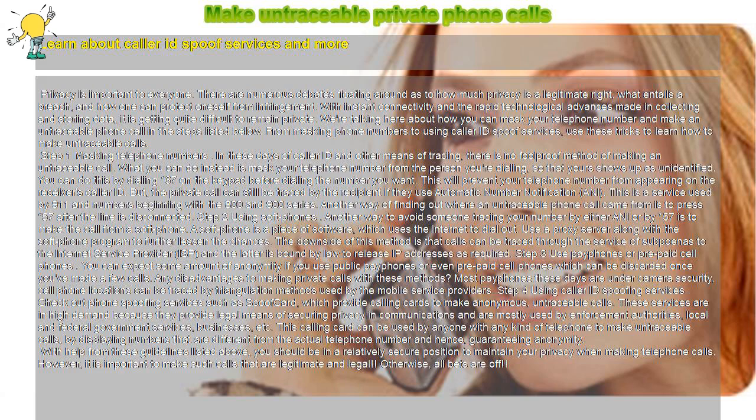The downside of this method is that calls can be traced through the service of subpoenas to the Internet Service Provider, ISP, and the latter is bound by law to release IP addresses as required. Step 3: Use payphones or prepaid cell phones. You can expect some amount of anonymity if you use public payphones or even prepaid cell phones, which can be discarded once you've made a few calls.